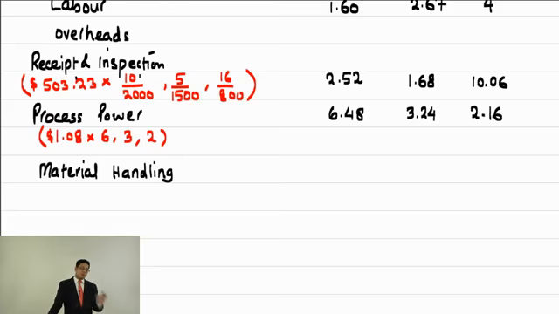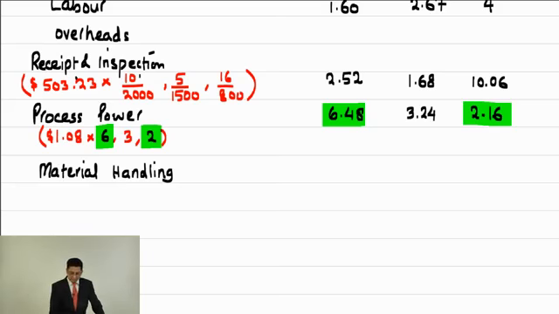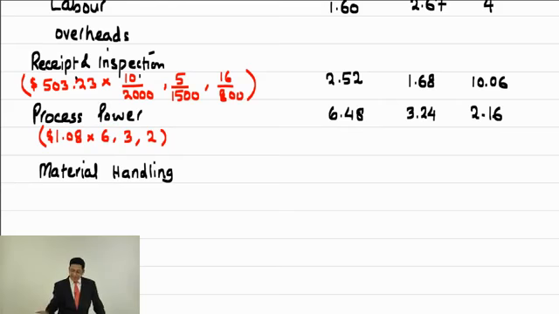Same logic of cost drivers inherent in activity based costing, that more drivers means more cost, fewer drivers means lower cost. And if management is interested to control the cost, they need to investigate how they can control the drill operations of each product. The last one is material handling, same principle.